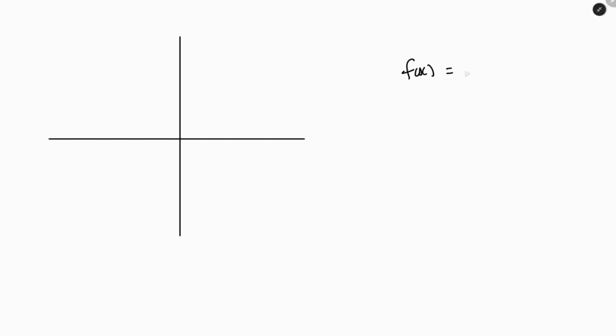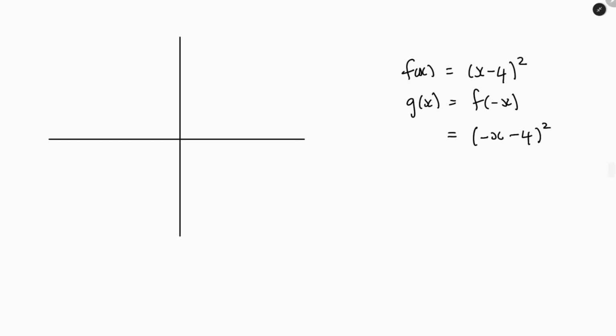Okay, let's do one more example. Let's do a parabola. Let's do the same example. f of x is equal to (x minus 4) squared, right? So g of x is going to equal minus f of x. That's going to be minus (x minus 4) squared.